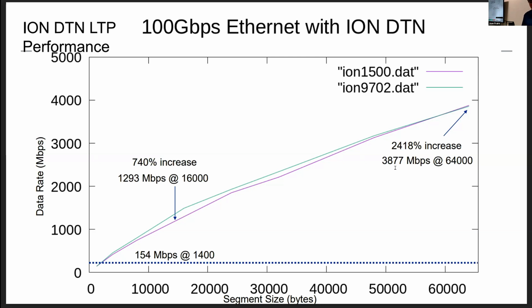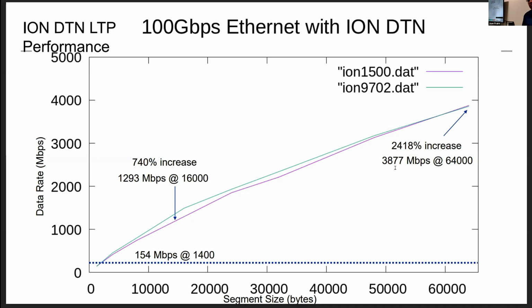So we see that over on the far left, with 1400 byte segments, ION is only performing at 154 megabits per second. But when we boost to 16K bytes and engage IP fragmentation, we get all the way up to 1.2 gigabits per second for a 740% increase. And when we go way over to the right, we get to 3.877 gigabits per second, a factor of 25 greater just by increasing the segment size.